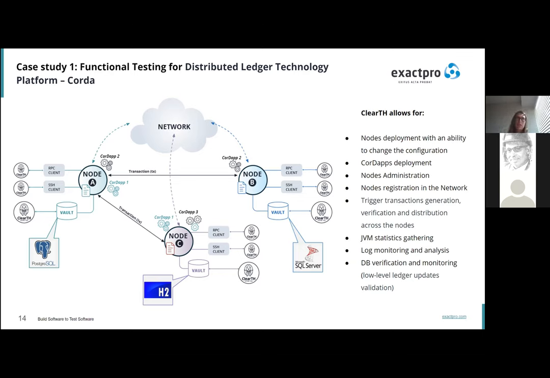During testing, a whole set of matrices is run concurrently through multiple connections. And for different connections, we can trigger here the interaction between the nodes, and we can check the results in vaults. And some of the other enhancements are also listed on the slide. So this is around nodes deployment, ability of port apps deployment, nodes administration, and so on and so forth. So this was a case study for testing the network itself and from the functional point of view.